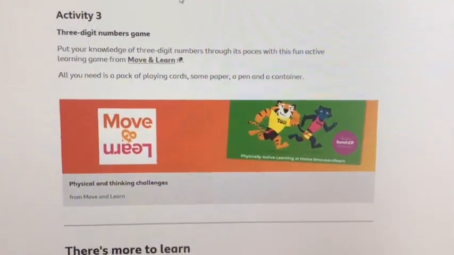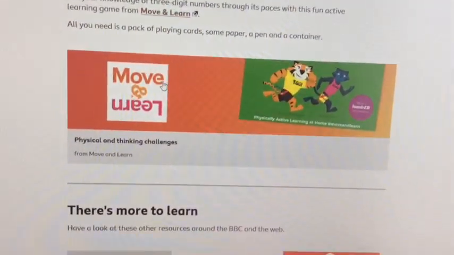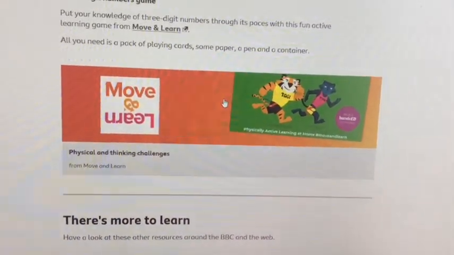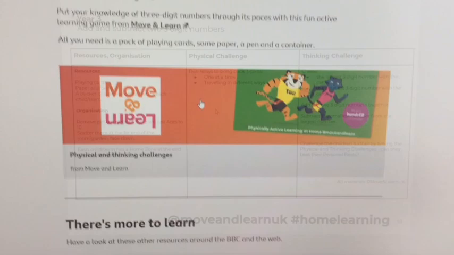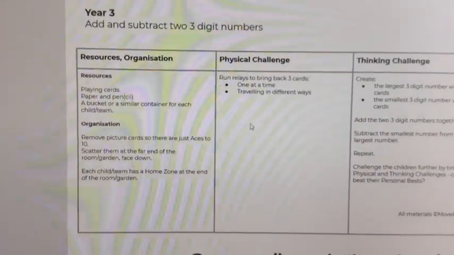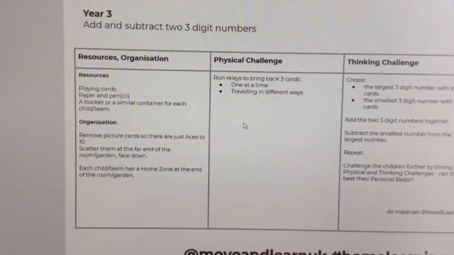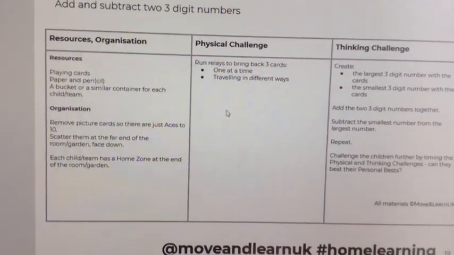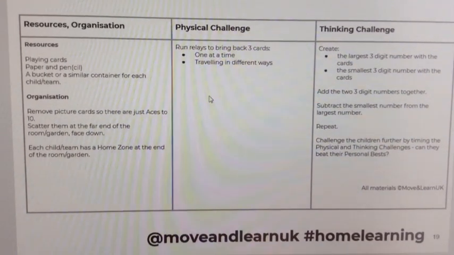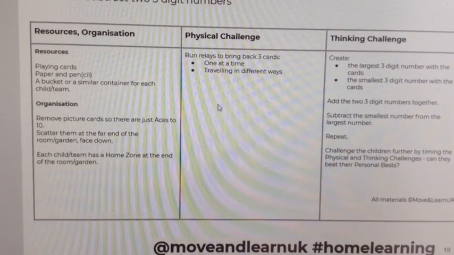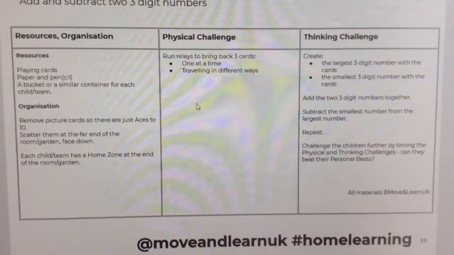Now for extension and a bit of fun, you need to have a go at this, but you need to go outside. Watch this first, but then go and play. All the instructions are there. You just need a pack of playing cards to help you, but you'll be running, so it's going to be physical, but you're also going to need your brain to add those 2 3-digit numbers together, so it's mental as well.